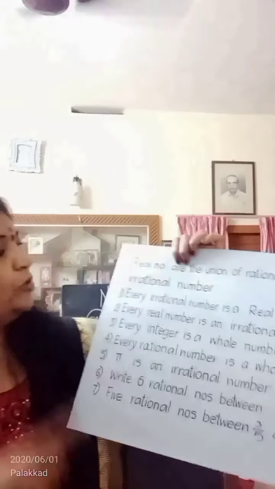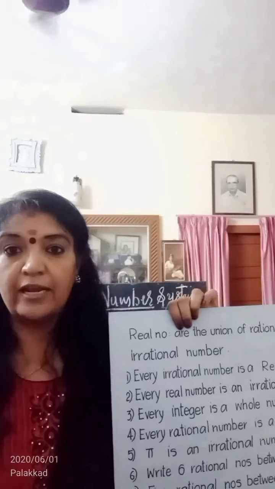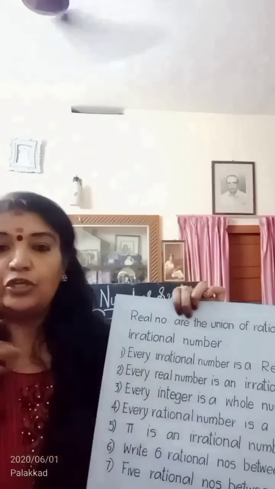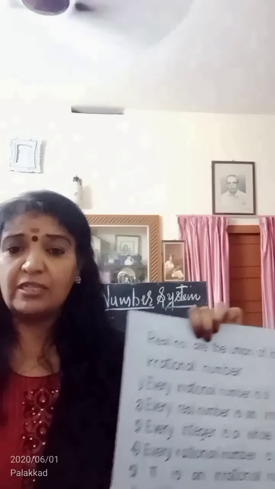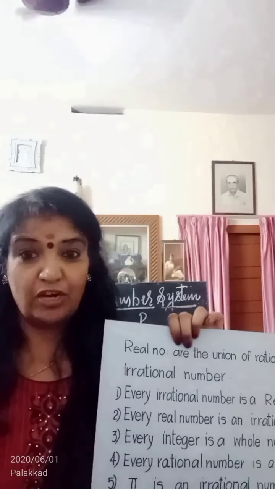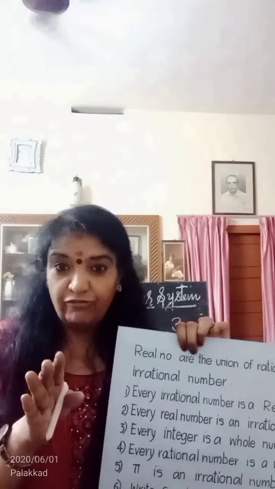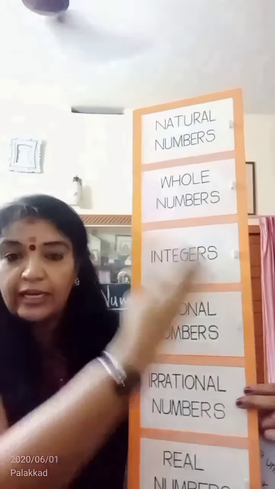And see this board, real numbers. The last section is real numbers, all these systems together. That is, real numbers are the union of rational and irrational numbers. Rational means all three systems are included: integers, natural numbers, whole numbers. So our real number system is only rational and irrational together. Their union is called the real number system.